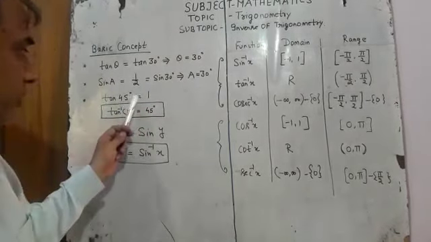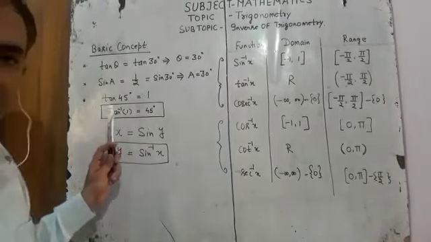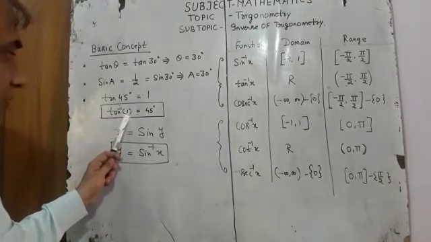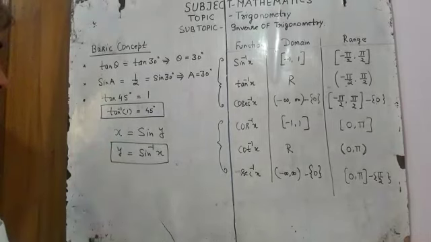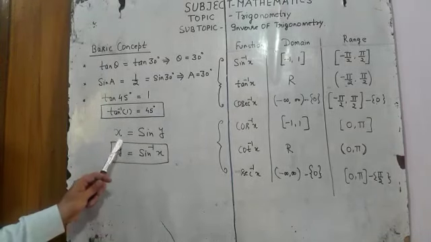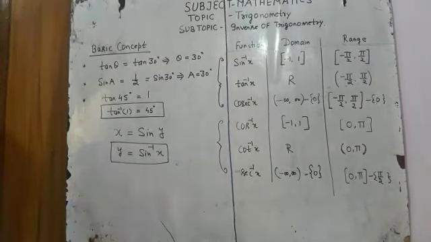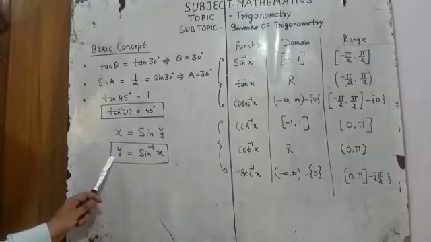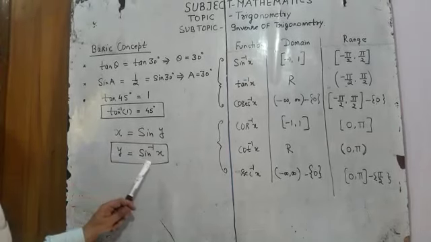If tan 45 equal to 1, then we can write in this manner tan inverse 1 equal to 45 degree. Again we see if x equal to sin y, then we can write this function in this manner: y equal to sin inverse x.